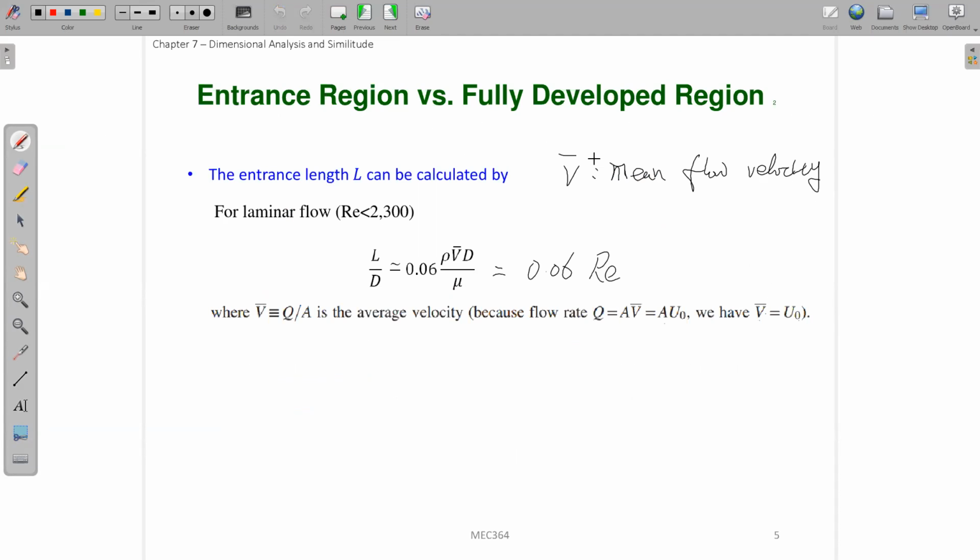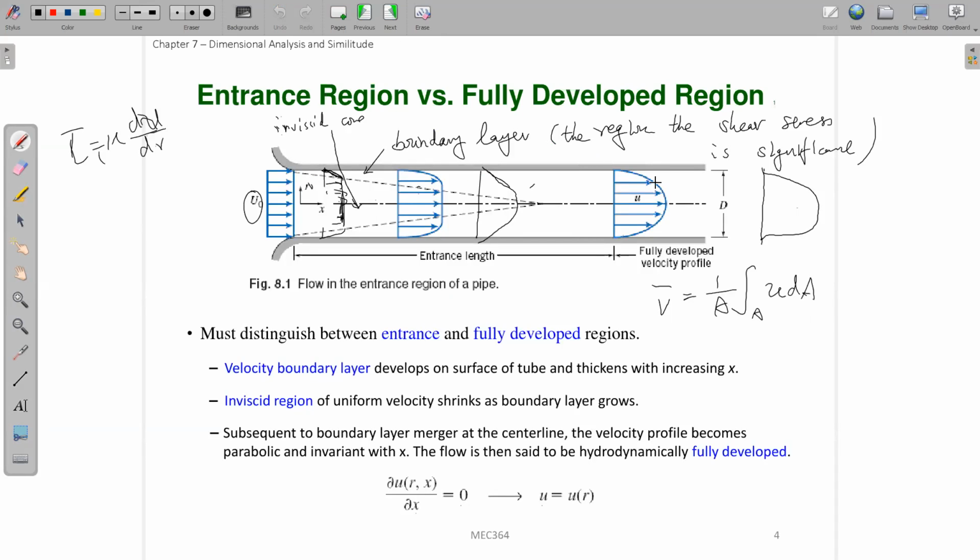And so this gives us how we know what the entrance length is. So you can determine whether or not this entrance effect is significant. In this class we will be focusing on the fully developed flow, because for the fully developed flow, with this assumption here, U is only a function of R. The profile will not keep changing in the X direction.